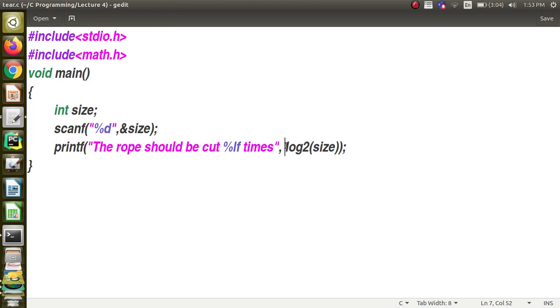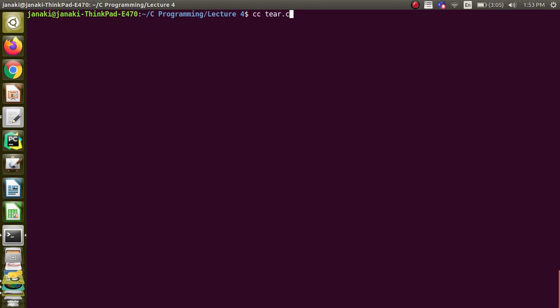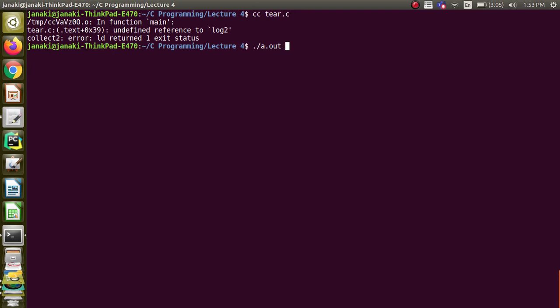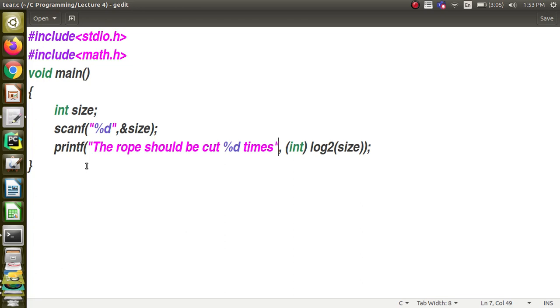So how you can do is, you can use the explicit type conversion, what we discussed a few lectures before. So I am going to explicitly convert the value into an integer. When I convert it into an integer, I have to give the proper format string there. So I am giving %d. Let me compile the code again and execute it. Now if I give 64, it should be cut 6 times. And if I give 10, I will see that it can be cut 3 times, so that I will get the smallest piece.